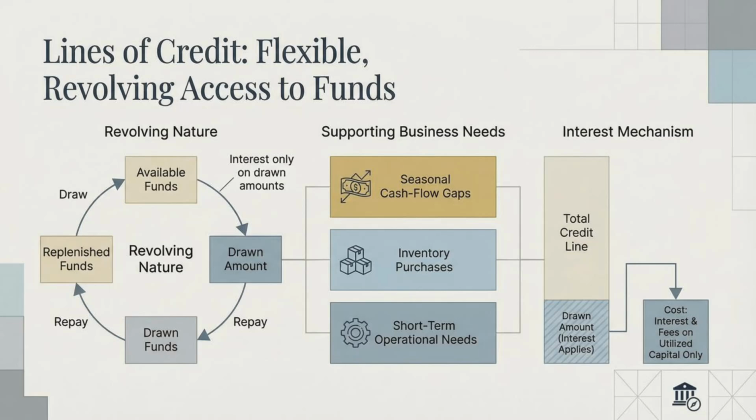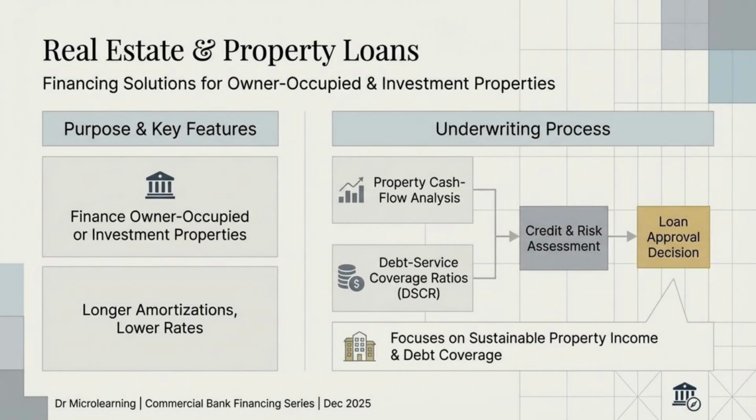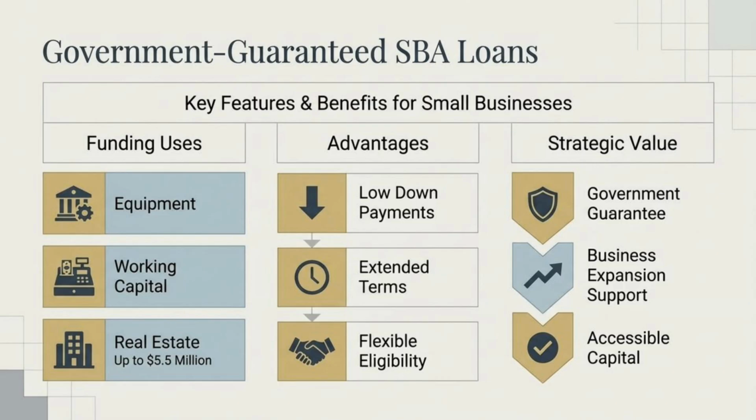Real estate and property loans are tailored for owner-occupied and investment properties, typically featuring longer amortizations and lower rates. The underwriting flow on the slide highlights property, cash flow analysis, and debt service coverage ratios as core inputs, emphasizing sustainable property income and debt coverage as key determinants of credit approval and long-term viability.